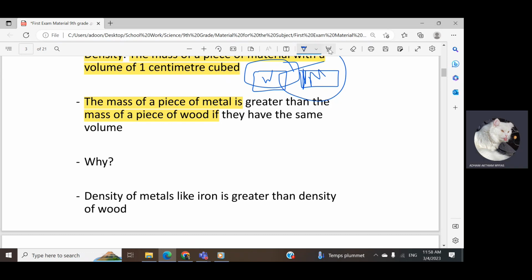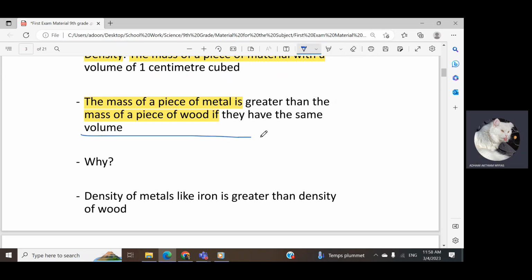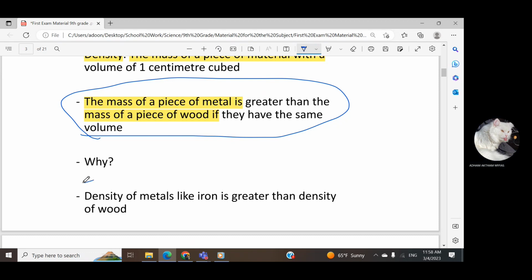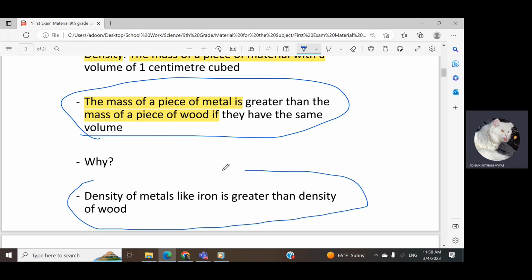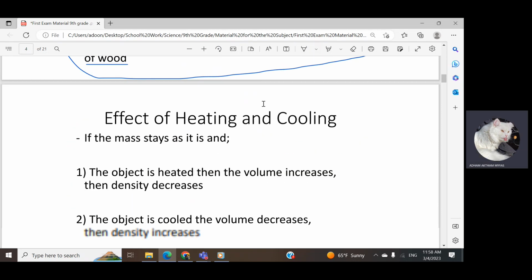So what about the density? Density is a description of the characteristic of the metal or the piece or the thing. So the density of a metal is greater than the density of wood. What does that mean? Let's continue.